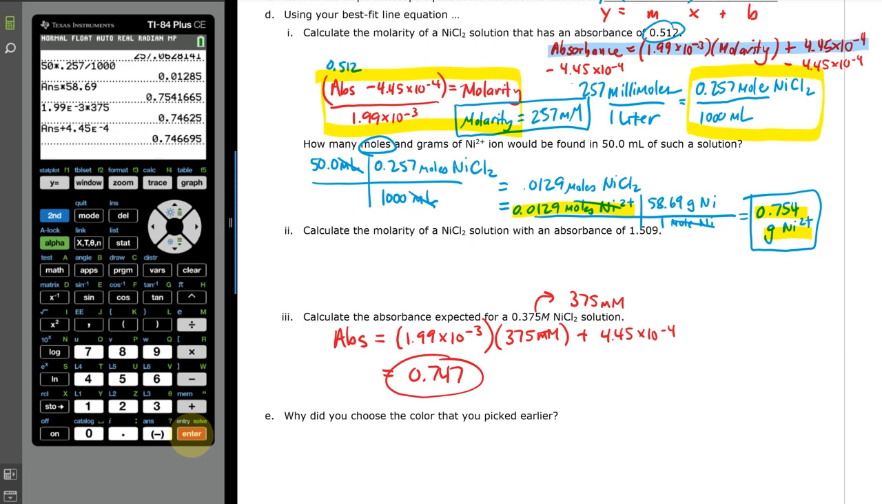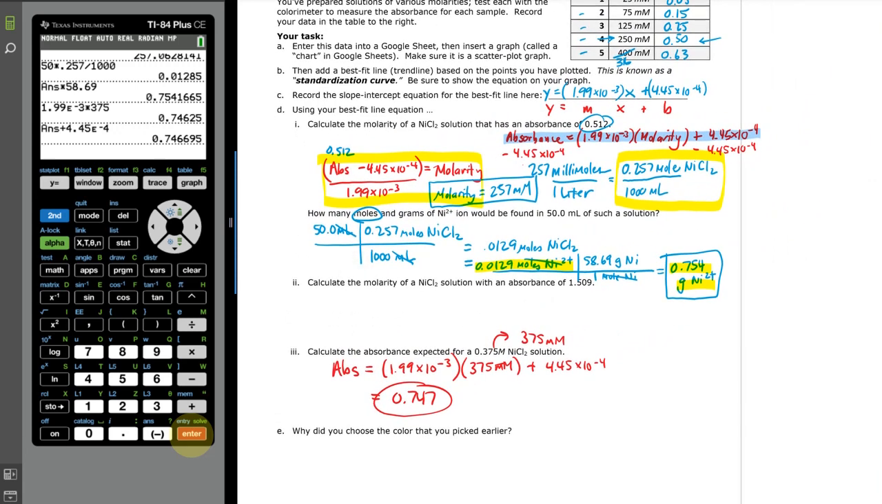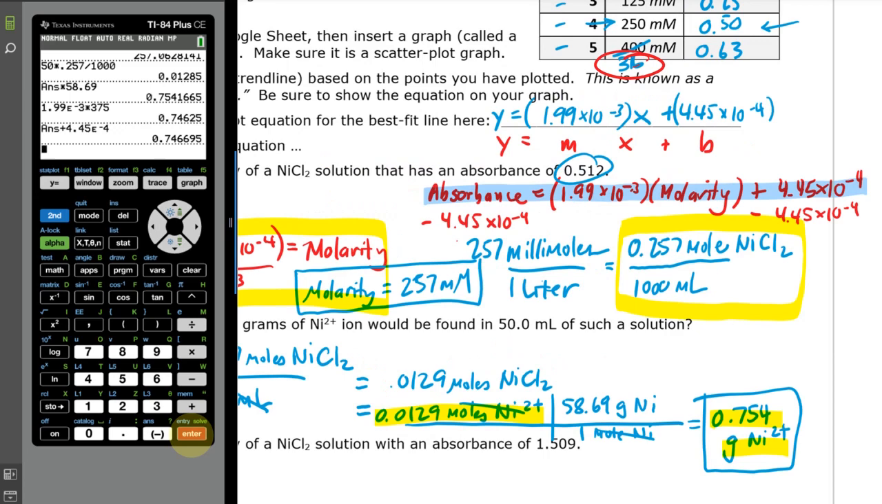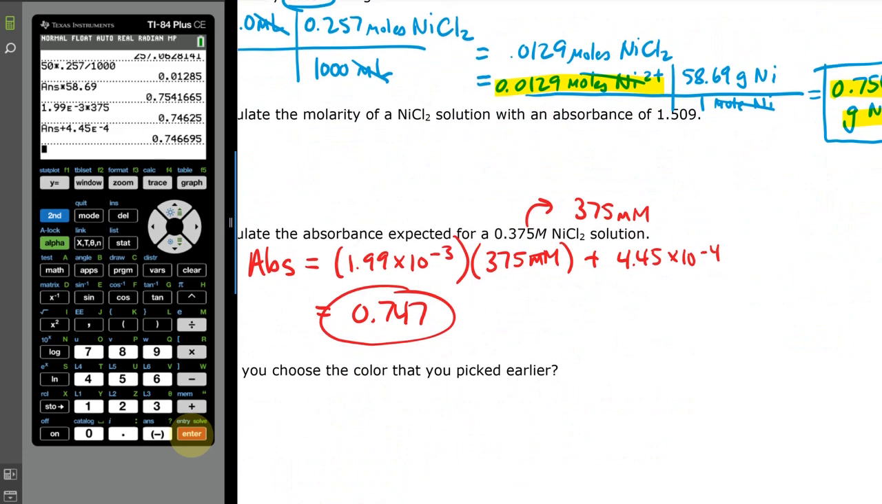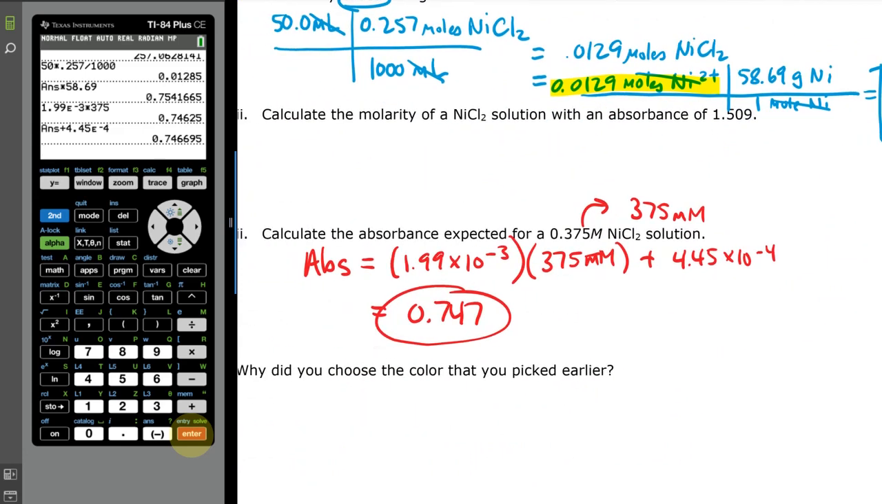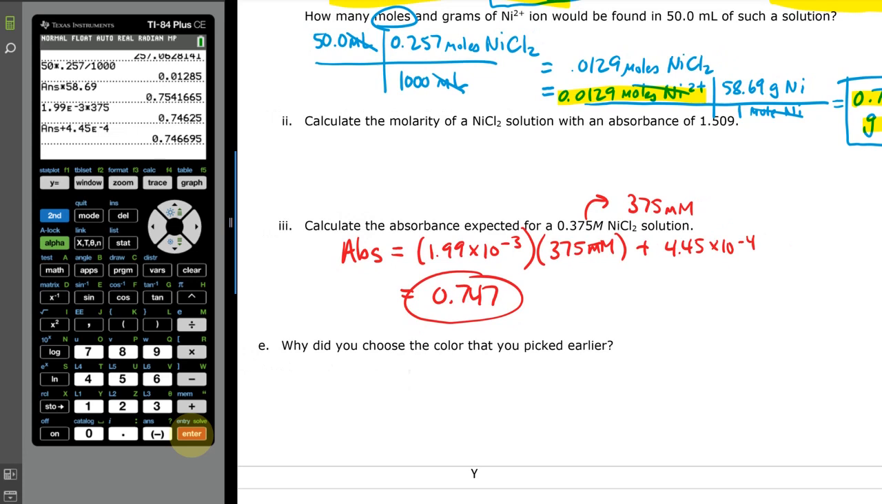And again, we could go to our data table and probably guess that would make a lot of sense. 375 is bigger than our biggest value. My biggest value was 316 up here in my original data. And that gave me an absorbance of only 0.63. If I used a solution that had a concentration of 375 millimolar, it would give me an even larger absorbance than that. And here it's predicting an absorbance of 0.747.